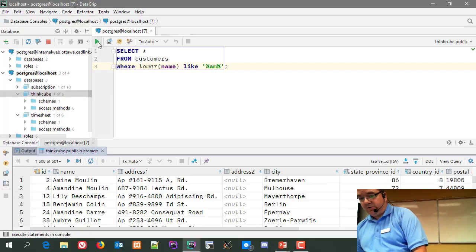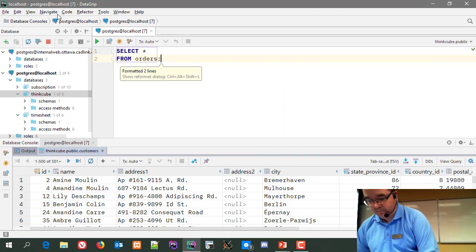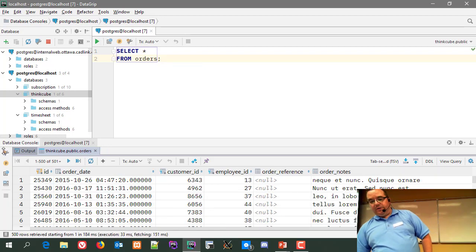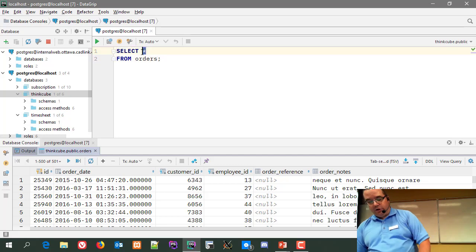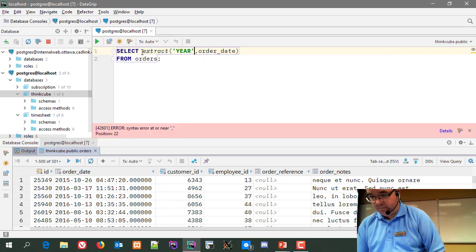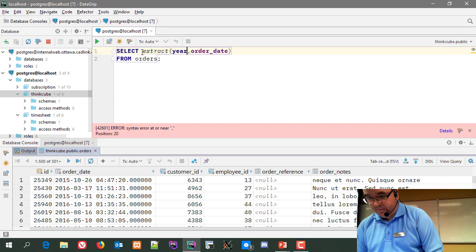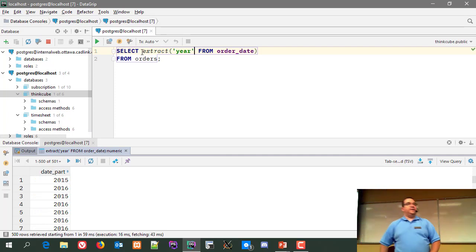If I come back to my console, right now you'll see the order date. You've got the year, month, day, and a time. If I wanted to extract from it, I mistyped that. I got two commas now. Oh, yeah, from. Goes to show I don't use this function very often. There we go. I don't remember the syntax off the top of my head either.